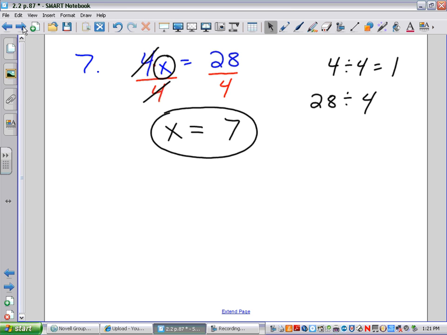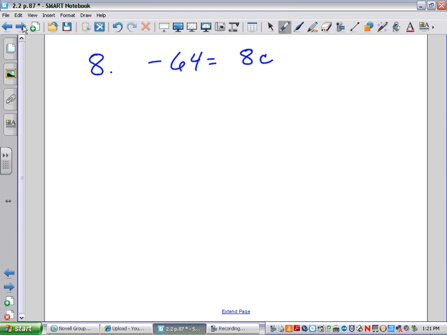Number 8. Let's do number 8 together. Negative 64 equals 8c. I'm going to put my 8c first. Then my negative 64. What's being times by 8? There's a times sign right there. So you should know by now you want to divide both sides by 8. Because 8 and 8 make 1, we can mark them out. I have c. And then divide over here.